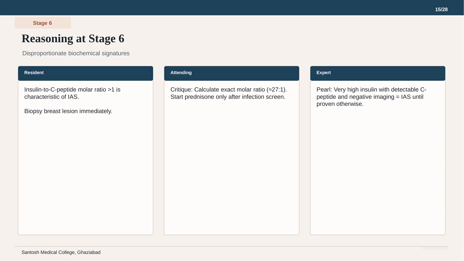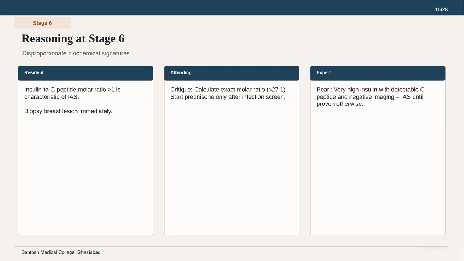Notice the diagnostic breakthrough happening in the three columns here. The resident on the left points out a crucial biochemical signature. An insulin to C peptide molar ratio greater than 1 is highly characteristic of insulin autoimmune syndrome. They also urge an immediate biopsy of the breast lesion. The attending in the middle calculates that exact molar ratio to be a staggering 27 to 1. They agree to start prednisone to suppress the immune response, but only after a thorough infection screen.